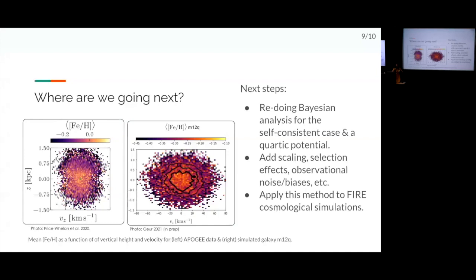So these plots are just, you'll recall the metallicity gradient plot from the Adrian-Price-Whelan et al. 2020 paper. And on the right of that is my analogous plot that I made for the simulated galaxy m12q. So what I want you to see here is that the qualitative trends are the same, which makes me hopeful that I can redo this analysis for the simulations and then compare those results to the observational results already found in the literature.